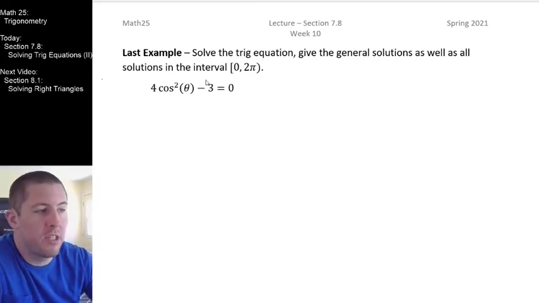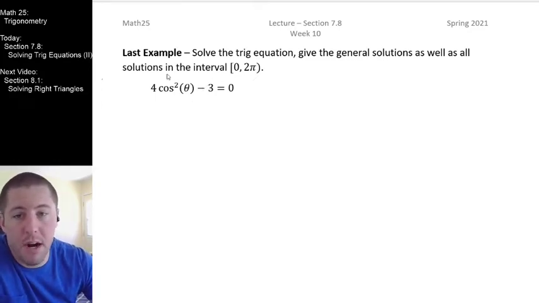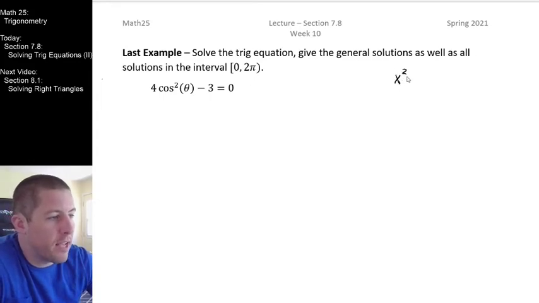So solve the trig equation, give the general solution, give all the solutions in 0 to 2 pi. So nothing's going to happen too crazy here. You should notice that while this is a squared cosine term, there's no other cosine term. So that means to me I don't really feel like I need to go and do a bunch of quadratic style stuff, right?